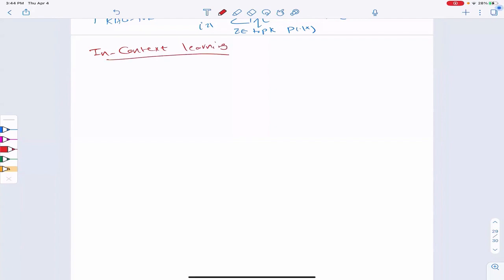Okay, so what is in-context learning? It's very easy. It has been observed empirically that the model learns to do a particular downstream task by conditioning on a prompt with input-output examples. If you are giving more examples of a particular downstream task, the model has an easier job to do that. That's called in-context learning.